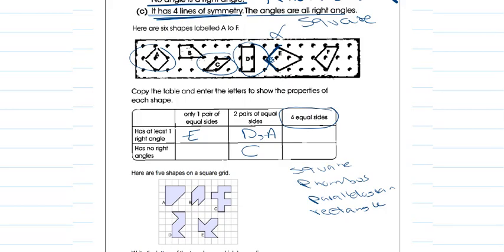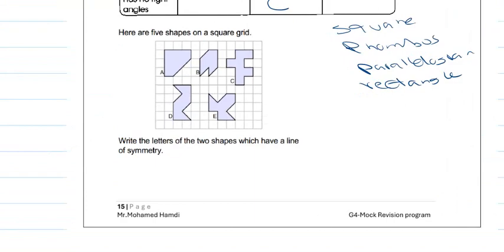Here are 5 shapes on a square grid. Write the letters of the 2 shapes that have a line of symmetry. You will find that 2 shapes have a line of symmetry, letter E and letter A.